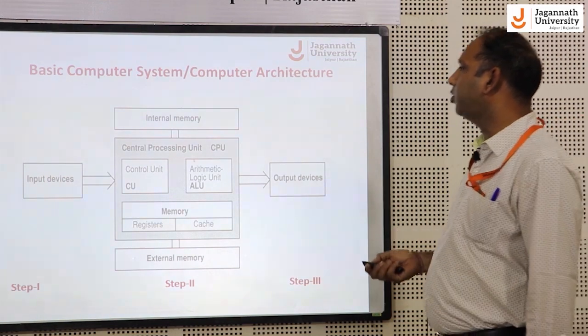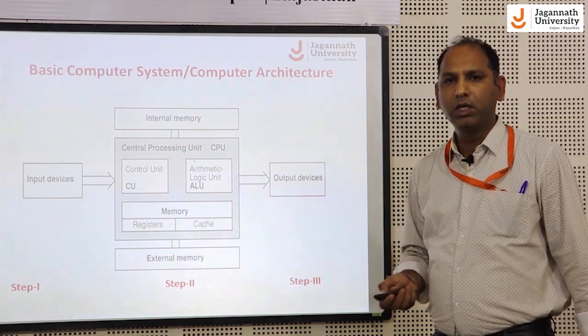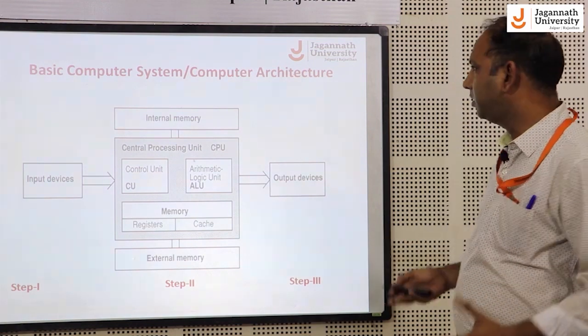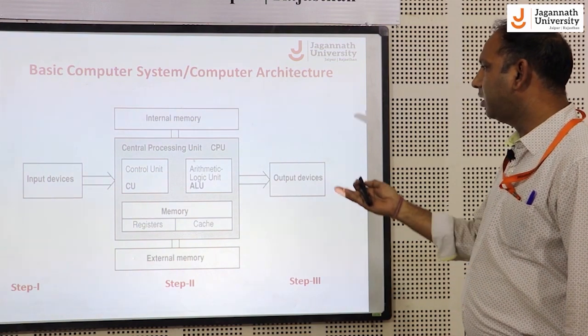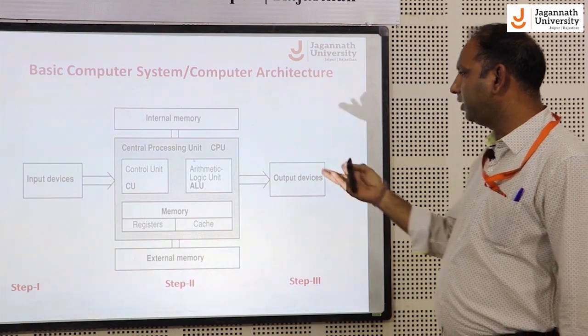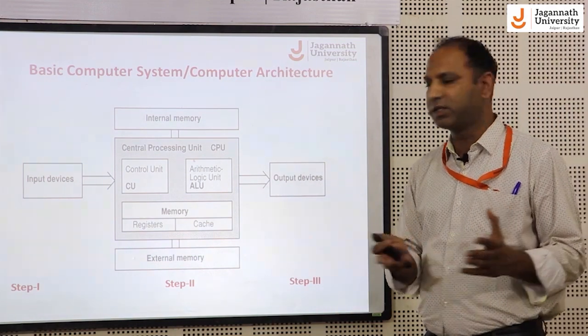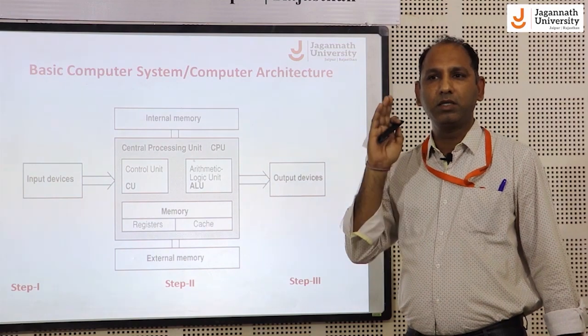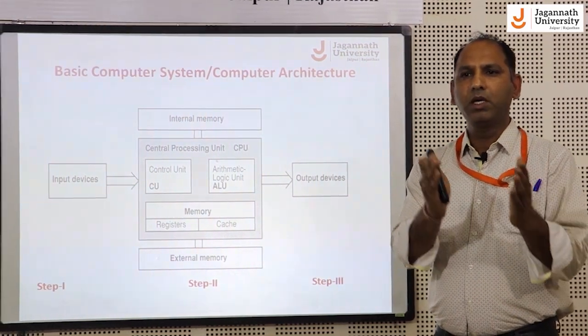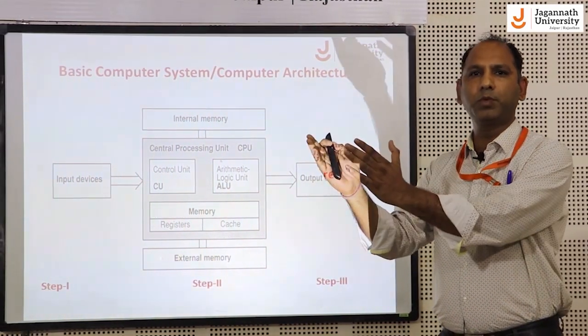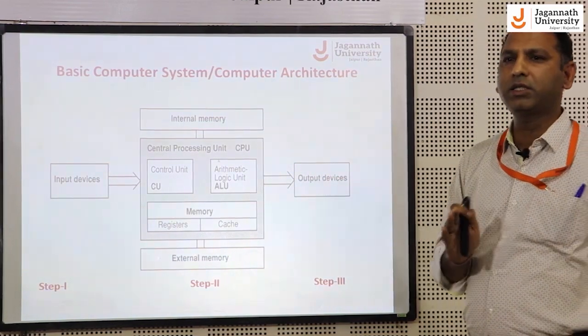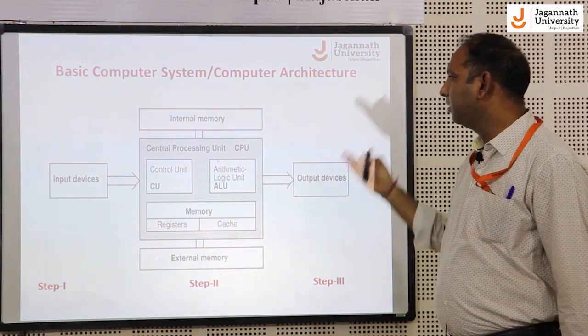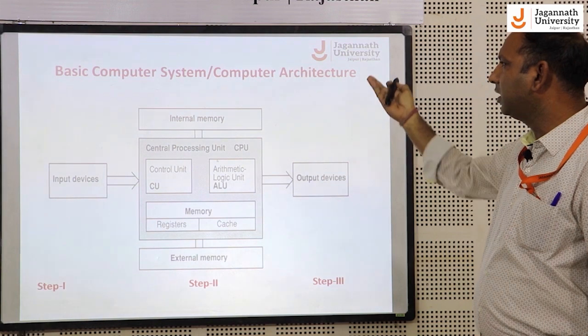This is the basic computer architecture, the basic system. It is a complete architecture, and it is designed in step 1, step 2 and step 3. Every system has an input system, a processor system and an output system. So these three systems combine and are designed as a computer system.